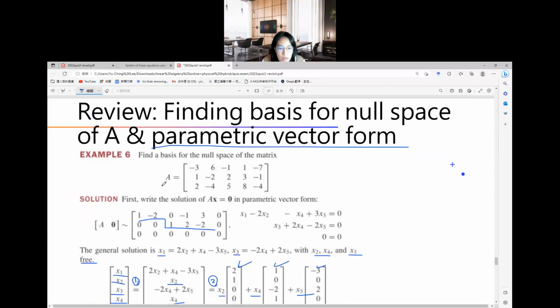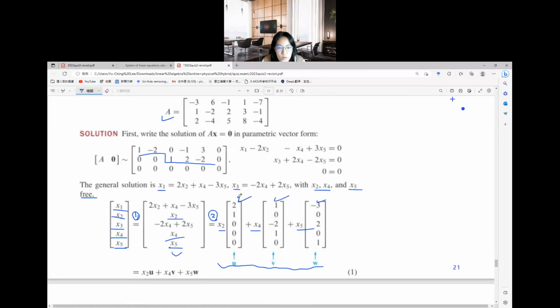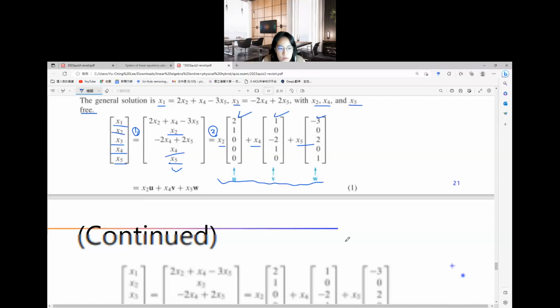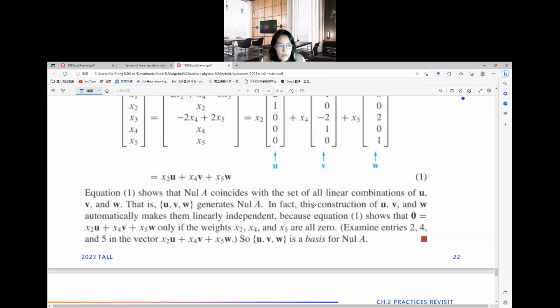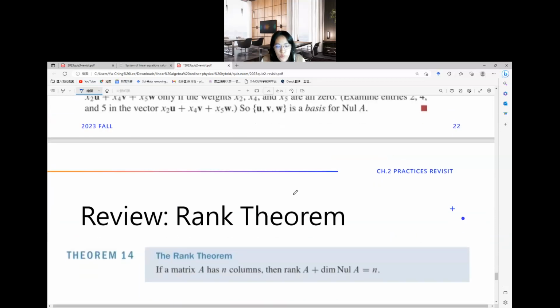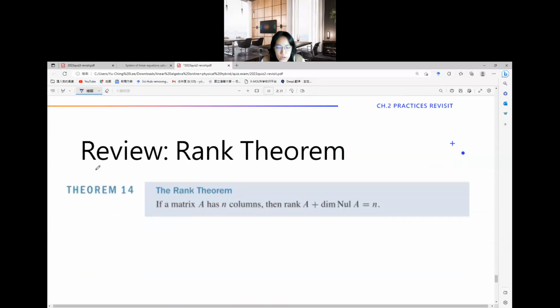The A matrix was given here, and for the basis for the null space of A, we have identified these three vectors. So yeah, that was an example in the lecture slide. And the rank theorem is for the determination of the dimension of the null space. If A matrix has n columns, then rank A plus the dimension of the null space equals n, and that's the rank theorem.